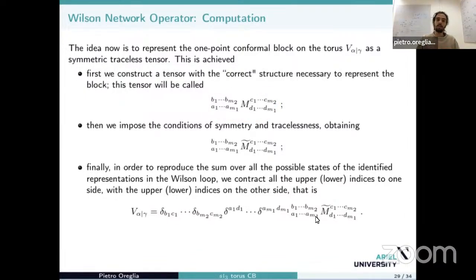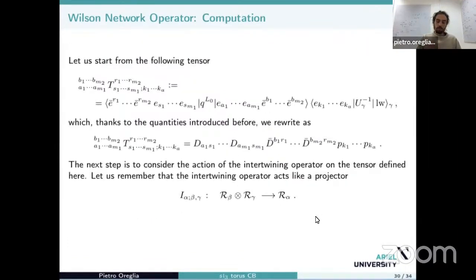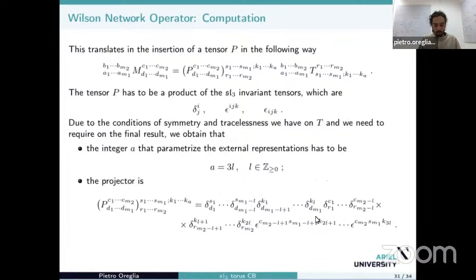So let us start with the first step here. Let us construct this tensor with the, again, correct, quote unquote, structure. In order to do this, let us start with the quantity that we have already defined. So we introduce this tensor T. This is essentially the product of what we have found before, simply given by this product of the Wigner D matrix in the fundamental and anti-fundamental, and this P over here. Now we want to consider the action of the intervening operator. And these intervening operators act simply as a projector, as I said. So this is the property that we are going to use. Since it is a projector, we want to insert here a tensor that represents this projection.